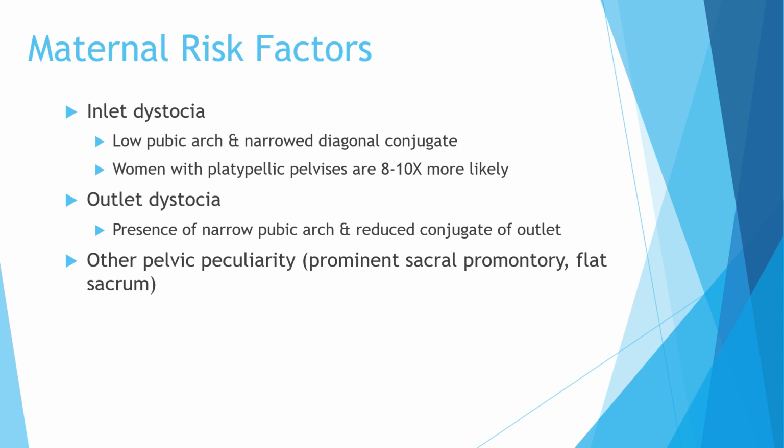Maternal risk factors. It has to do with her pelvic shape. It has to do with induction of labor, laying on her back, helping out the cardinal movement of labor. So we're going to specifically talk about her shape of the pelvis. Inlet dystocia: a low pubic arch and a narrow diagonal conjugate. Women with platypelloid pelvises are 8 to 10 times more likely. That's that real oval shape where there's not much room between the pelvic brim and the coccyx, so it makes it hard for the baby's shoulders to rotate at the very end.